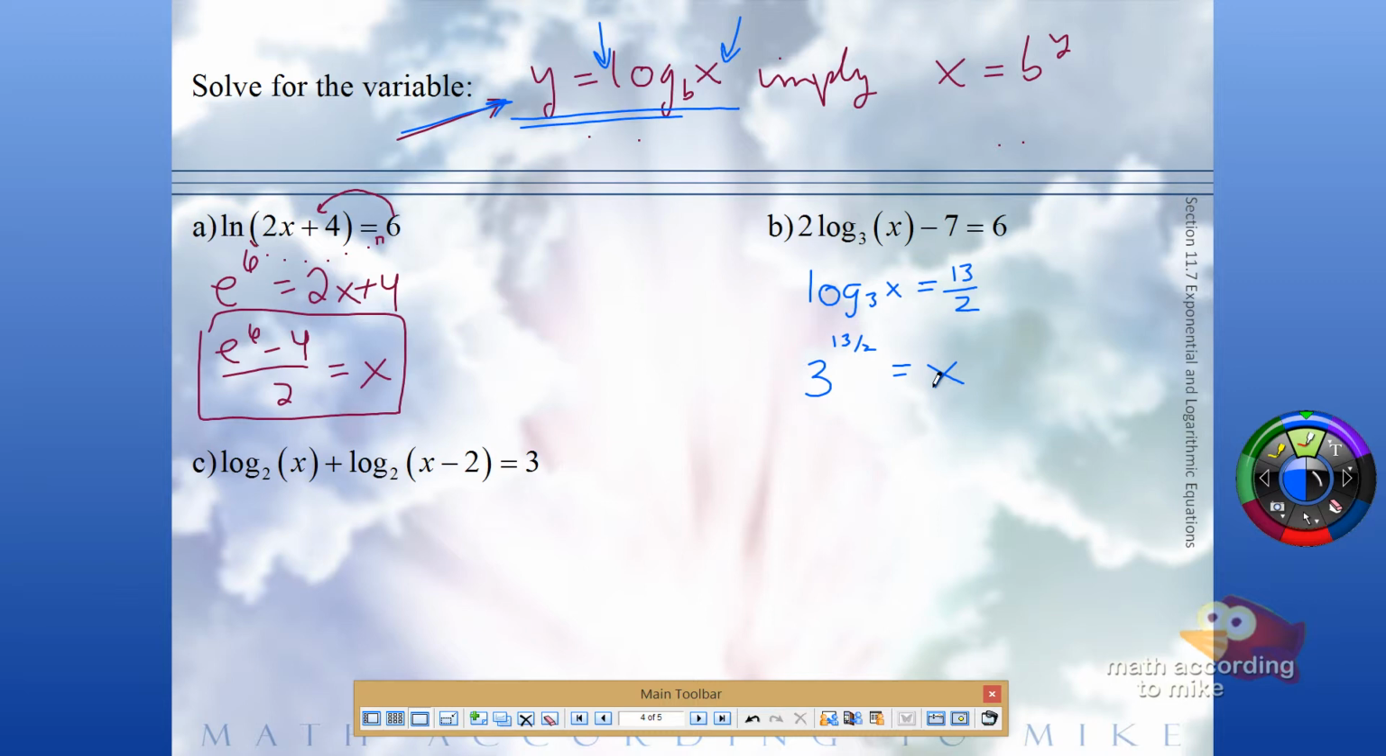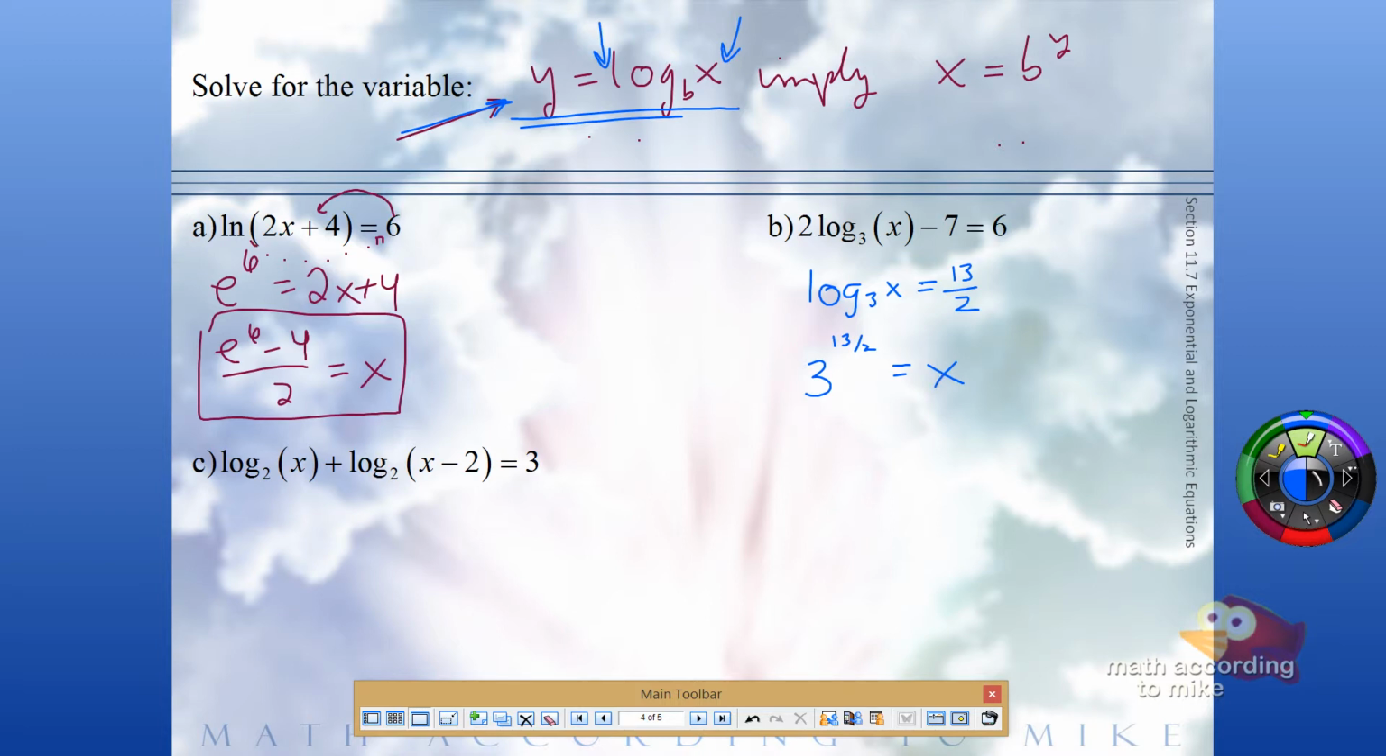And then this is done. You can stop this one right now. If this were a nice number, like if that were 3 to the 3rd equals x, then I would ask you to write that as 27. But 3 to the 13 halves is not a pretty number, so you can just leave it alone. You don't have to rewrite it anyway.